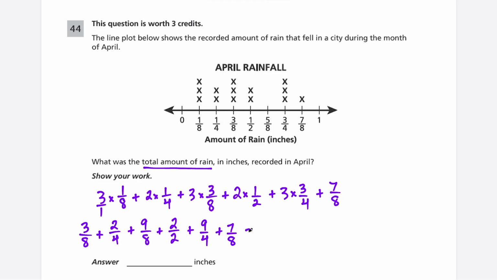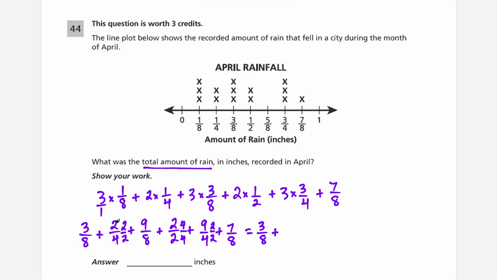And now the next thing I'll do here is find common denominators. So I would want all of these denominators to be equal to 8. So this first fraction we can multiply by 2 over 2. This fraction over here I would multiply by 4 over 4. And then this one I would multiply by 2 over 2. And now we simplify, we have 3 over 8.